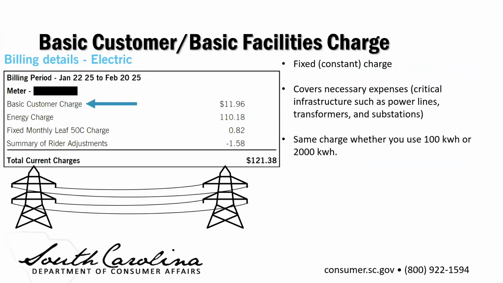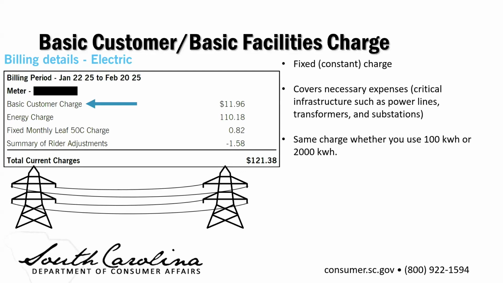So first, we have the basic customer charge component of your bill, which may also be called the basic facilities charge or BFC. No matter the name though, every bill is likely to have some sort of similar charge. And this is going to be a fixed charge in your bill. For investor-owned utilities, it's not going to change absent Public Service Commission approval in a general rate case. And as a residential customer, you have no control or ability to minimize this charge.